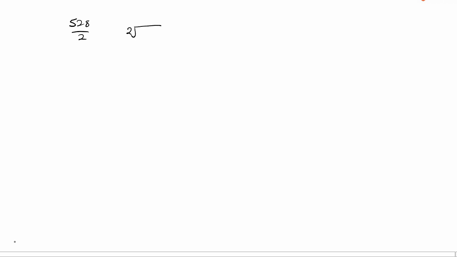We put 2 outside and 528 inside. 2 divided into 5 goes 2. Now you put 2 above 5. Multiply 2 by 2 gives 4. Subtract that 4 from 5 gives 1. Drop the 2 and write it here.